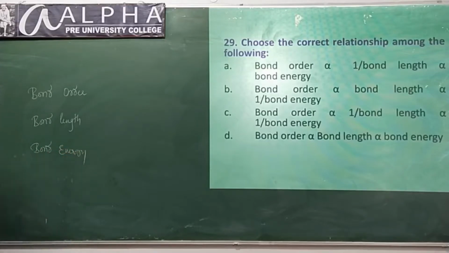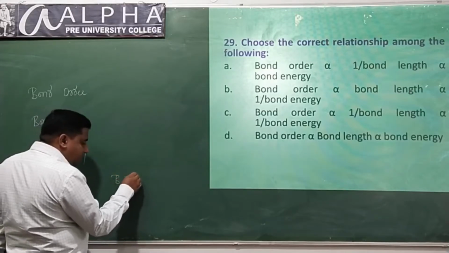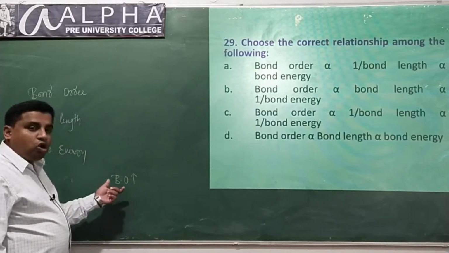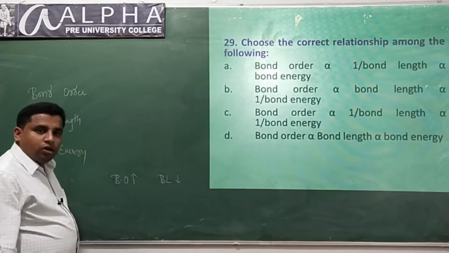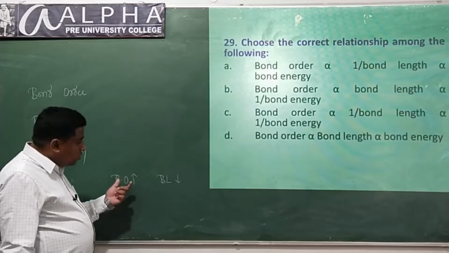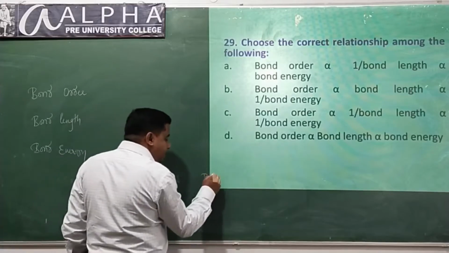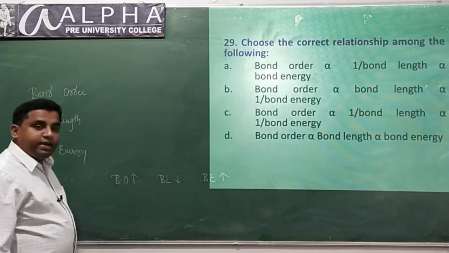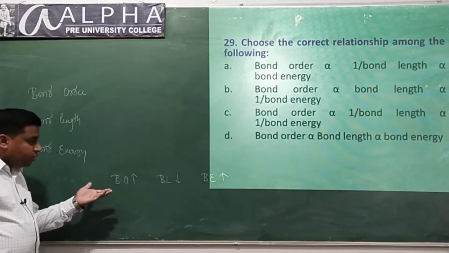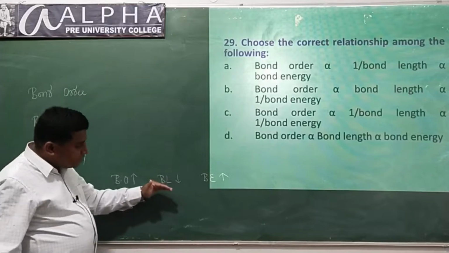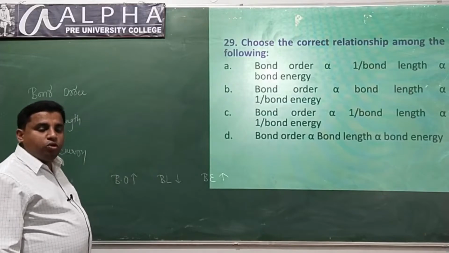See, it's very simple to understand, students. If the bond order is more, the bond length will be less. If the bond length is less, the bond energy will be more. Are you getting it? The more the bond order, the lesser the bond length. The lesser the bond length, the more the bond energy.